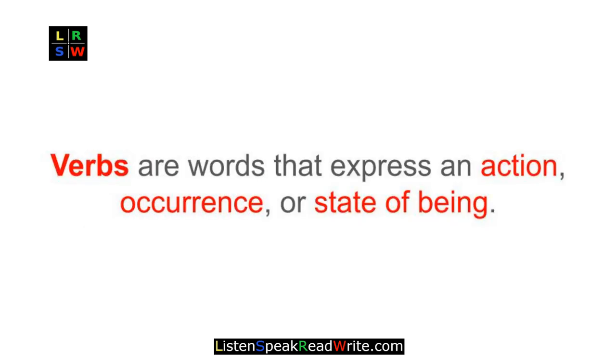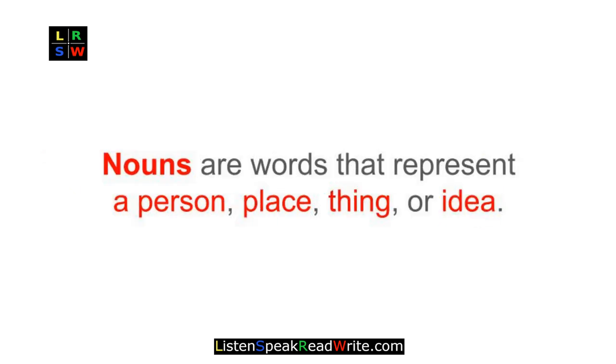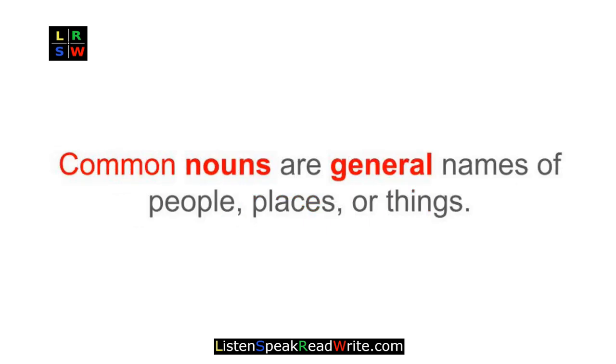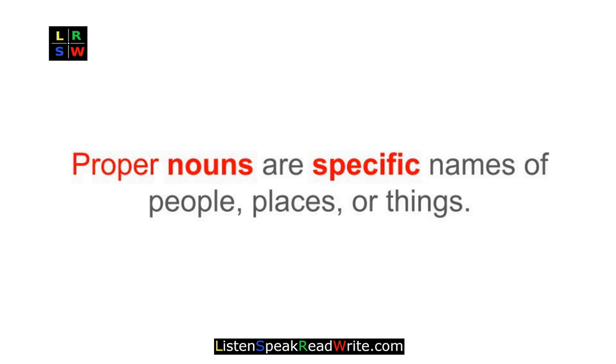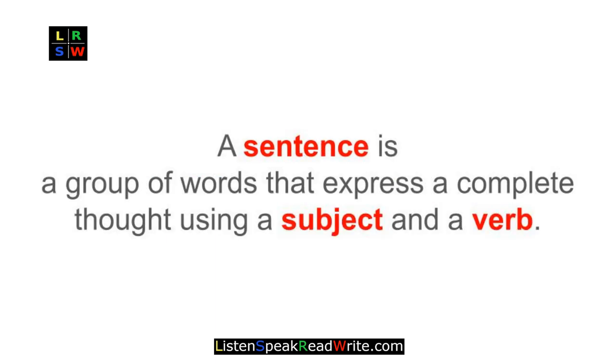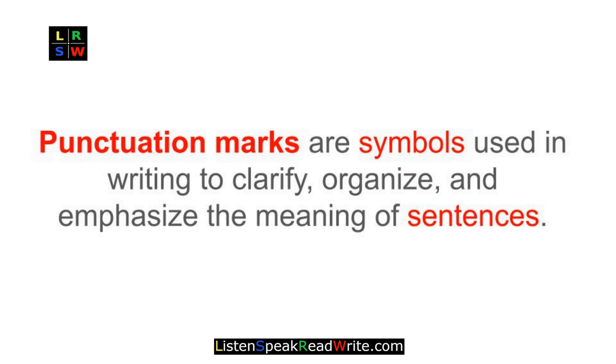Verbs are words that express an action, occurrence, or state of being. Nouns are words that represent a person, place, thing, or idea. Common nouns are general names of people, places, or things. Proper nouns are specific names of people, places, or things. A sentence is a group of words that express a complete thought using a subject and a verb. Punctuation marks are symbols used in writing to clarify, organize, and emphasize the meaning of sentences.